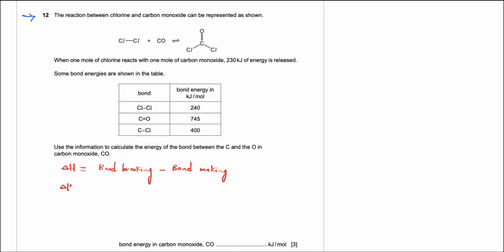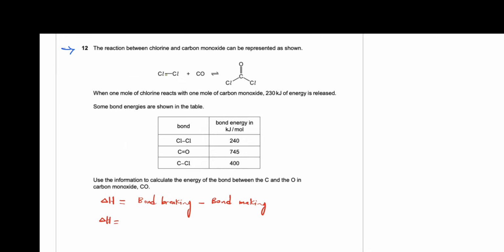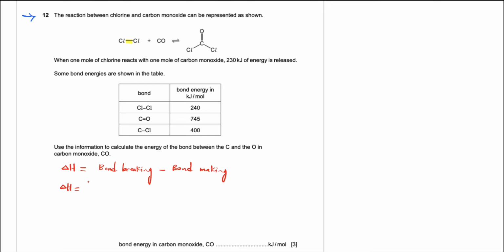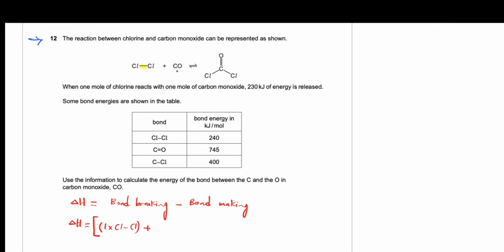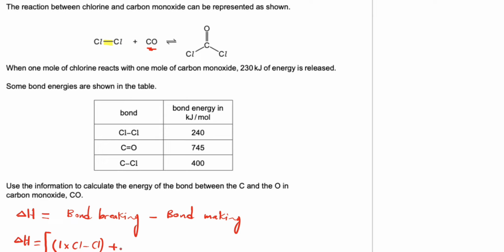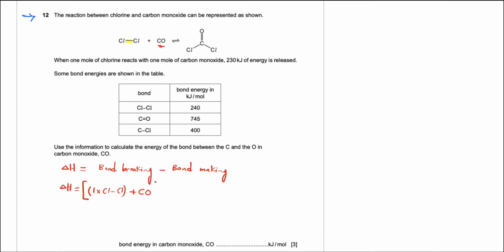So delta H equals, in the bond breaking, in the reactant side, we have a bond between chlorine and chlorine. Now for the whole bond breaking part, I'm going to use large square brackets. And inside the square brackets, we have one bond between chlorine and chlorine. So we have 1 times the bond energy between chlorine and chlorine. And we have another bond between carbon and oxygen, and we don't know the identity of this bond. So I'm just going to leave it as CO. That's for the bond breaking or the reactant side.